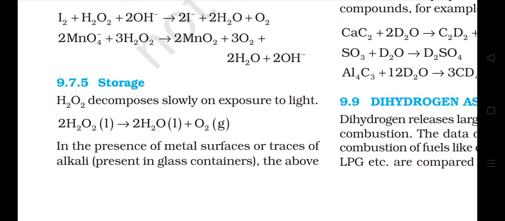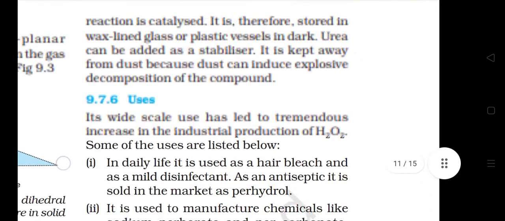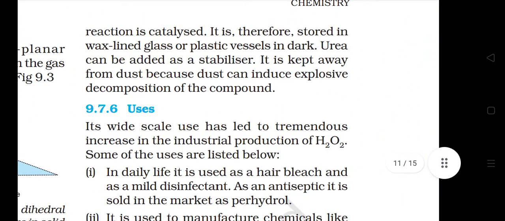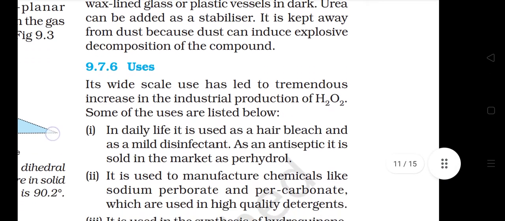9.7.5 Storage. H2O2 decomposes slowly on exposure to light. 2H2O2 gives 2H2O + O2. In the presence of metal surfaces or traces of alkali present in glass containers, the above reaction is catalyzed. It is therefore stored in wax-lined glass or plastic vessels in dark. Urea can be added as a stabilizer. It is kept away from dust because dust can induce explosive decomposition of the compound.